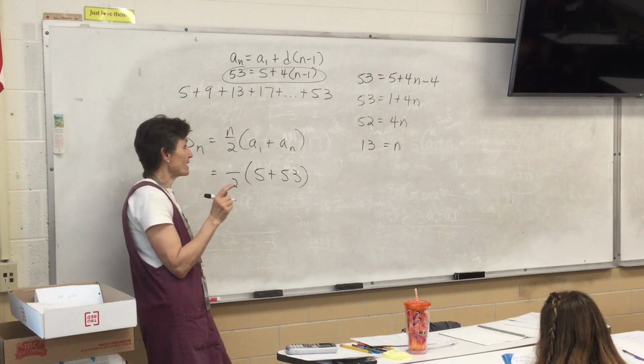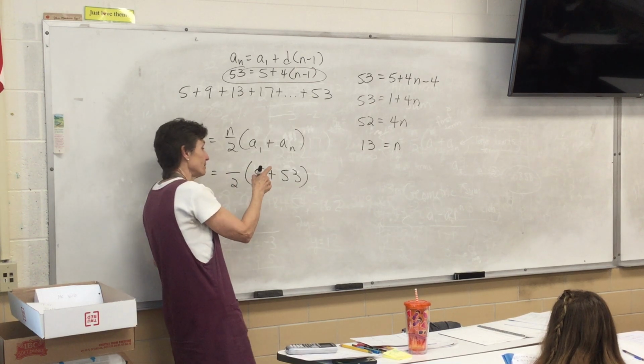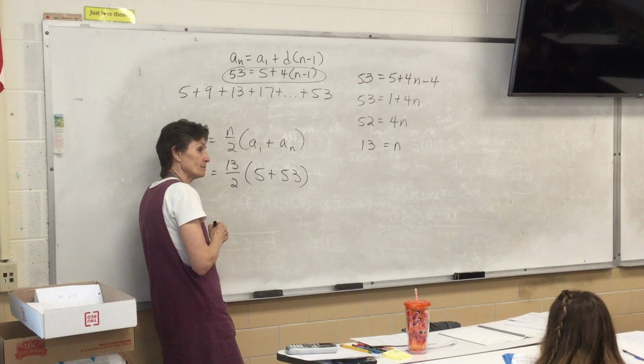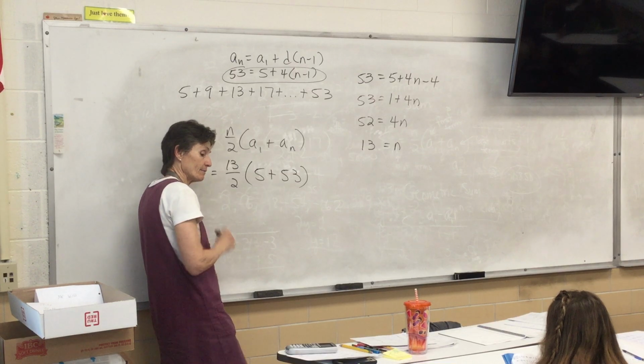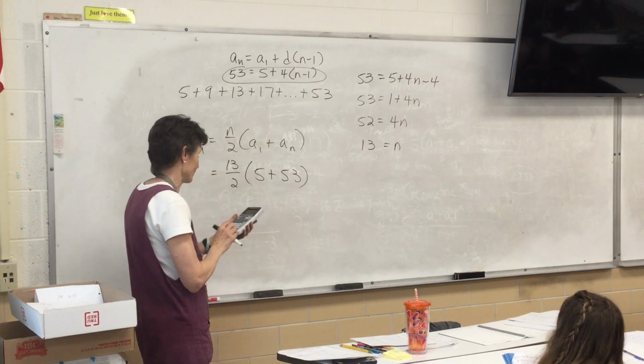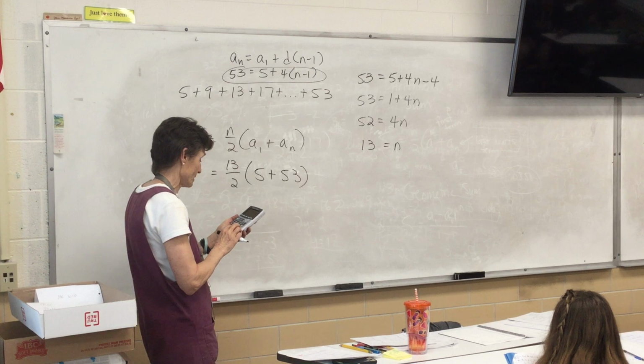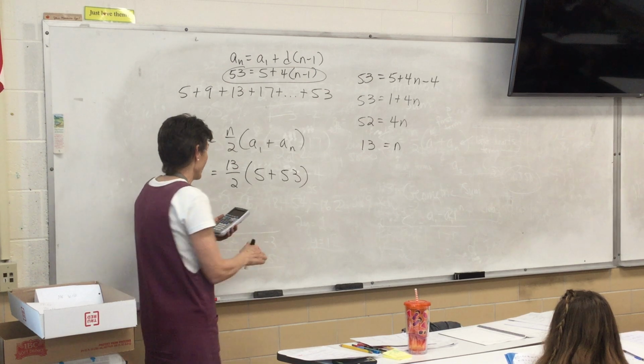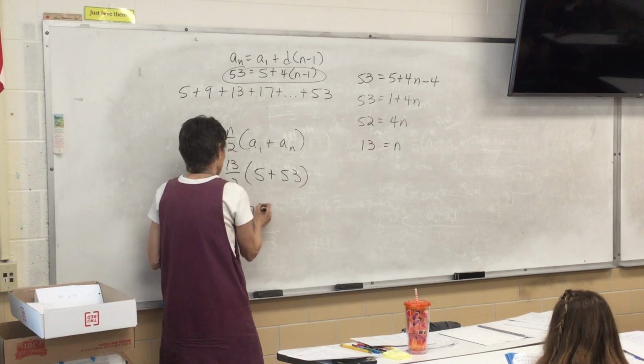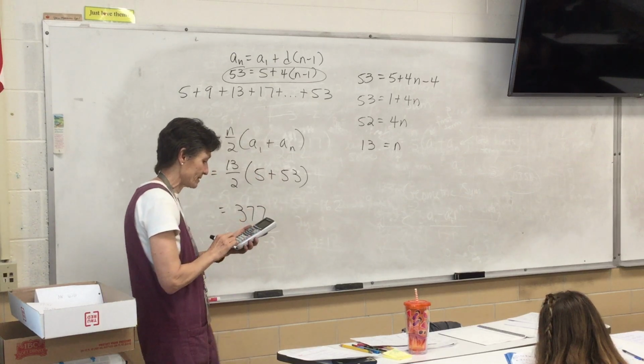Once I know that n is 13, then I can plug that in here and I can find my answer. 13 divided by 2 times, parentheses, 5 plus 53. I got 377. Please type that in, make sure you can get the same thing.